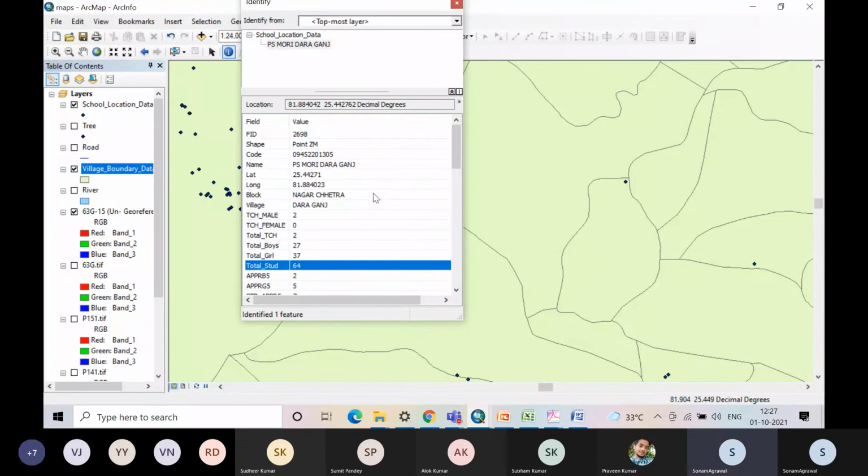Yes, Shivam. Shivam. Ruchi. Yes, ma'am. Yes, Ruchi, what will be the spatial data and attribute data for the students there?